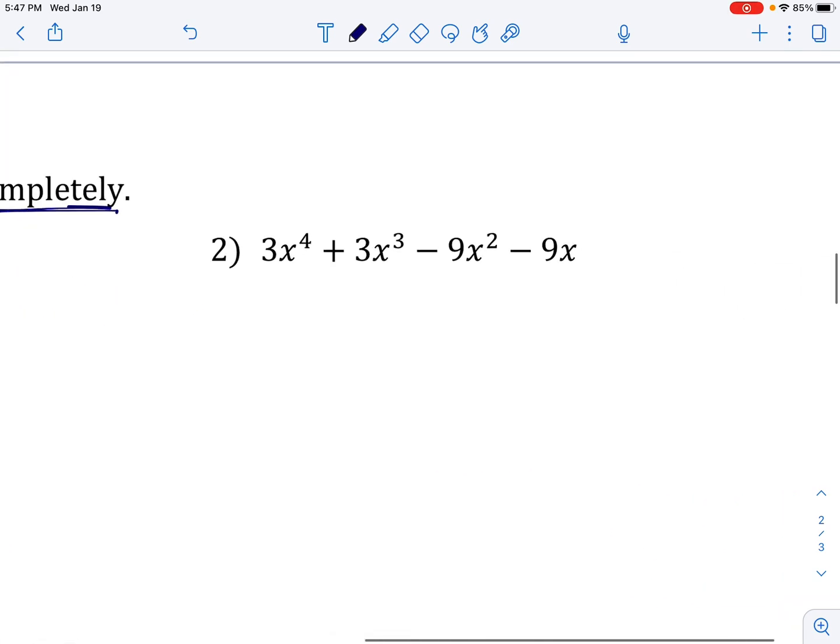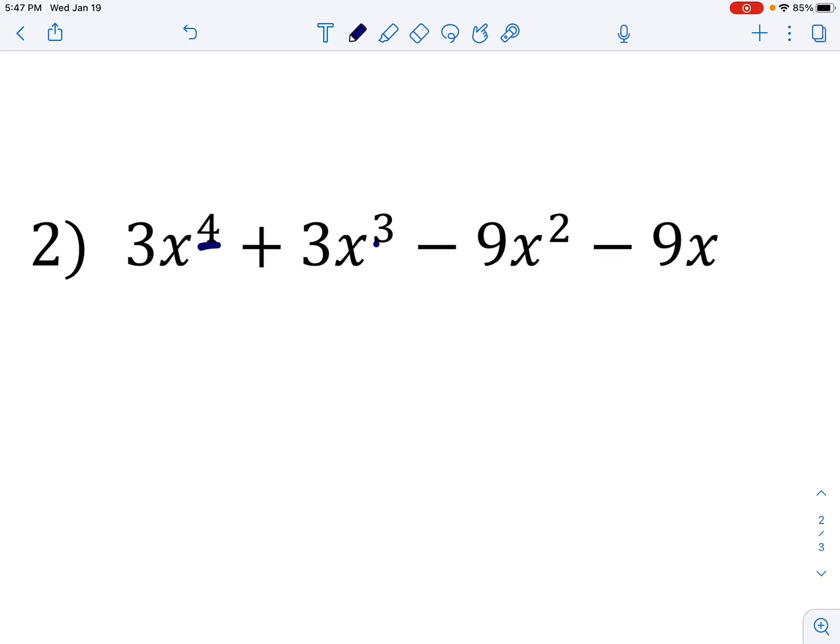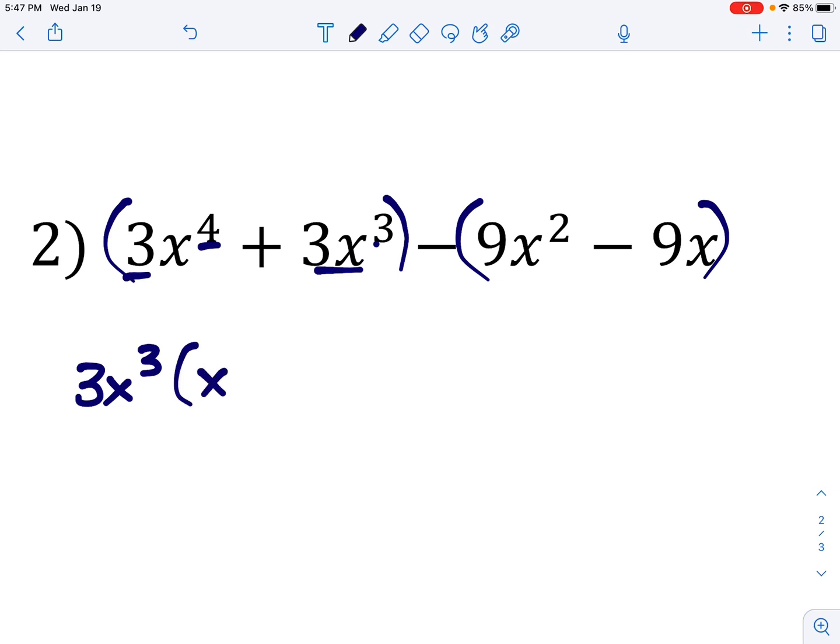Number 2. And again, if I'm going too fast, go back and look at it. Go back and review. Okay. So this one is a little bit different because now our exponent is a 4, which we haven't seen yet before. We're still going to do it by grouping. So we have 4 terms. We're going to group the first 2, and the second 2 we're going to group. I can take out a 3, and I can also take x to the third out. So 3x to the third. I'm left with x plus 1.